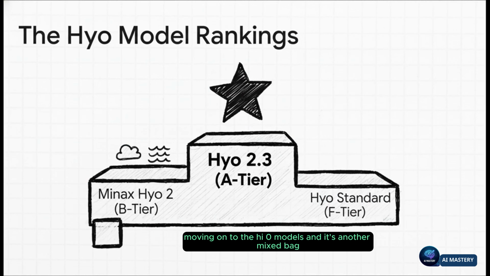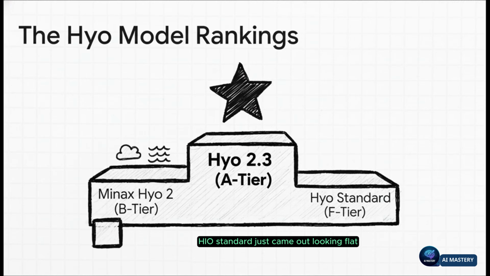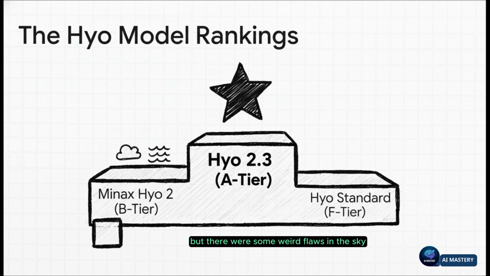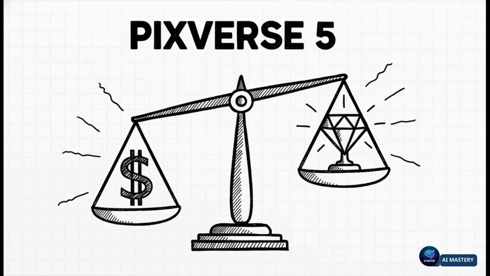Moving on to the Hailuo models, and it's another mixed bag. Hailuo Standard just came out looking flat with really poor lighting, straight to F tier, no question. MiniMax's Hailuo 2 was way better and definitely usable, but there were some weird flaws in the sky and the water motion that put it in B tier. The star of this family, though, is the new Hailuo 2.3. It looks the best by far, and for what it costs, it's an excellent value, earning it a spot in the A tier.